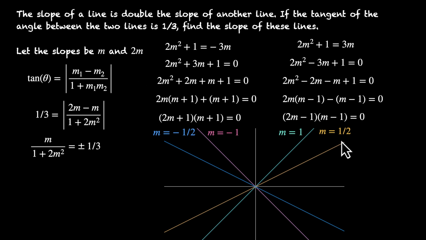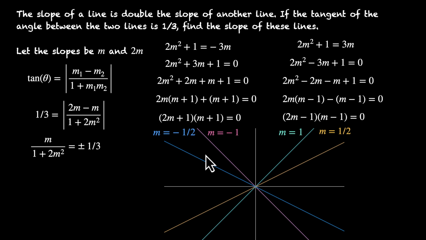So double of half is 1, double of 1 is 2, double of minus 1 is minus 2 and double of minus half is minus 1. As an example, let's take these two values. We have half and double of that is 1. What we know is that the tan of this angle between these two is 1/3 and this slope is double of this one. Here's one more example, minus half and minus 1. Double of minus half is minus 1 and the angle between these two, the tan of that, is equal to 1/3. So this pair is one solution, this pair is another solution.